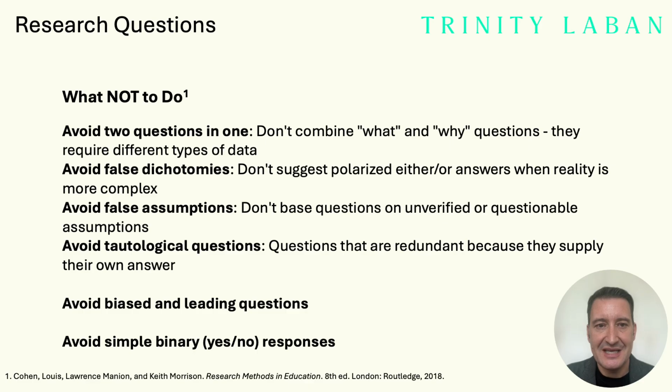False dichotomies. This is where we reduce a question down to an either-or type statement. So we might have something like, is standardized testing an accurate measure of student ability, or does it perpetuate educational inequality? So there are some assumptions here. The problem is, it suggests that it must be one or the other, when both or perhaps even neither could be true. So it doesn't allow us to really get to the heart of the issue, to get to the truth, as it were.